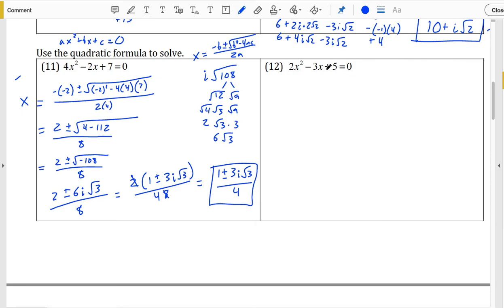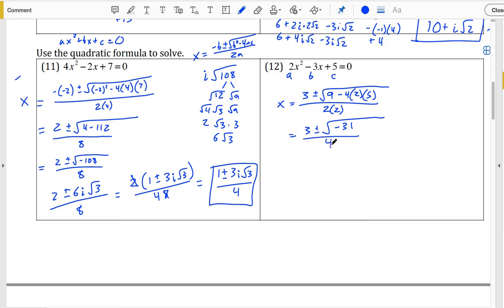So we have same formula again. A is 2, b is negative 3, c is 5. So same formula. x is equal to negative b, so that's positive 3 plus or minus the square root of negative 3 squared, that's 9, minus 4 times a, which is 2, times c, which is 5, all over 2 times a, which is 2. We've got 3 plus or minus the square root. 9 minus 40, that's negative 31, all over 4.